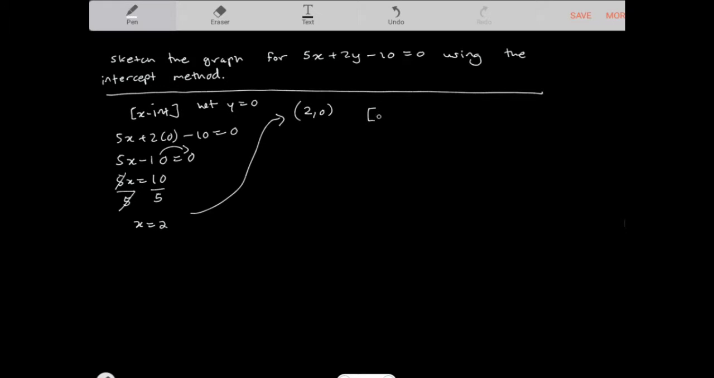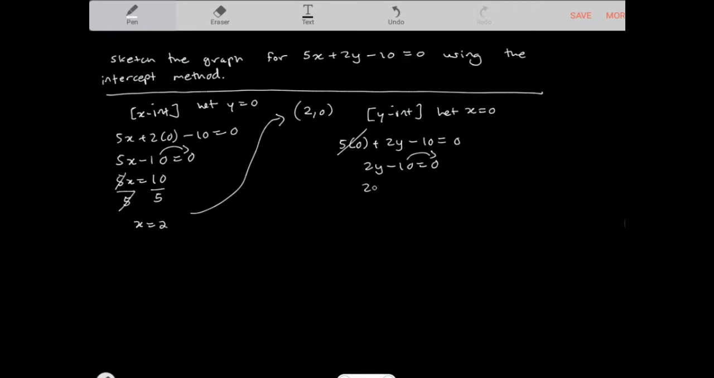I'm going to do the same thing, but this time I'm going to find the y-intercept. And so when I find the y-intercept, I have to let x equal 0, because that's when the graph hits the y-axis. We know that the y-axis is where x is 0. And in this case, if I let x equal 0, I get 5 times 0 plus 2y minus 10 is equal to 0. So 2y minus 10 is equal to 0.